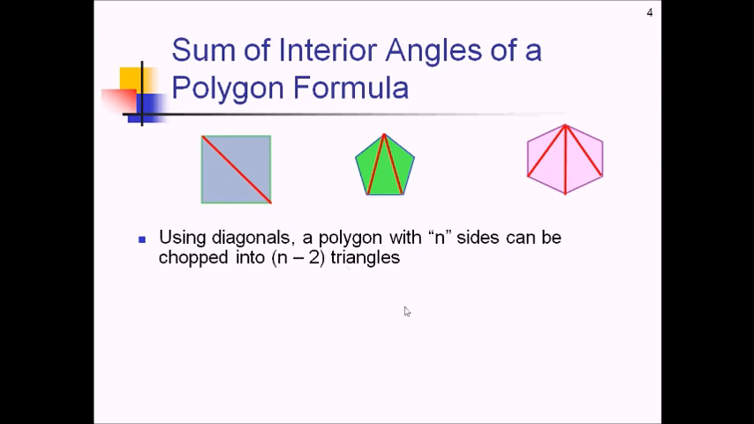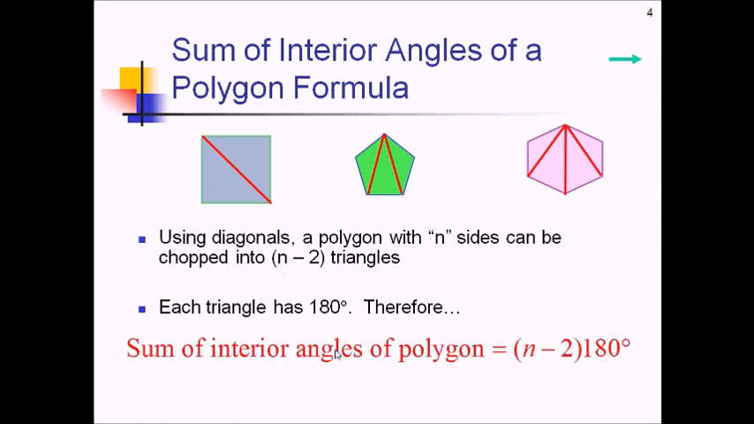Now, why do we care? Well, each triangle itself has 180 degrees in it. Therefore, since all the angles of all the triangles add up to the same thing as all the angles of the actual polygon, 180 times the number of triangles, n-2, is going to give us the sum of the interior angles of the polygon.